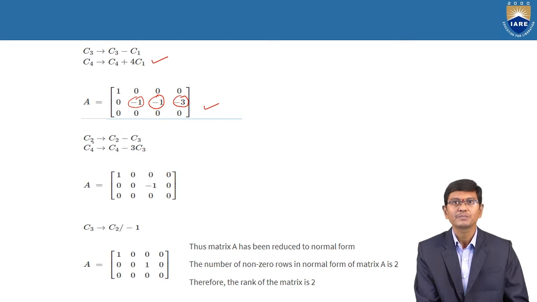And similarly, on C4, by applying C4 minus 3C3, this minus 3 is also changed to 0. But we are not changing C1. Therefore, we are changing only C2 and C4. Therefore, the matrix is changed to 1 0 0, 0 0 0, 0 minus 1 0, 0 0 0 only.